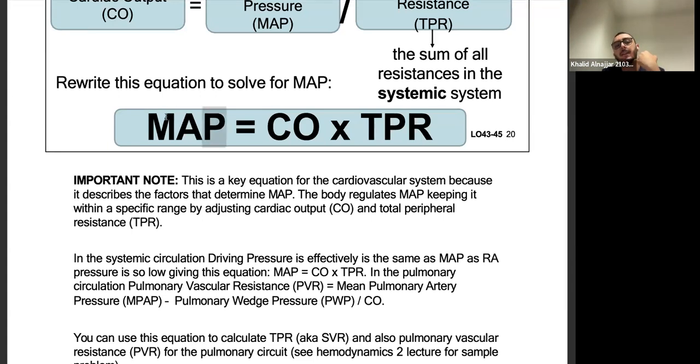So you replace mean arterial pressure by mean pulmonary artery pressure minus pulmonary wedge pressure to find the pulmonary vascular resistance, PVR, instead of TPR. But why did we subtract here? Because you basically want to find the driving pressure, or the pressure difference, instead of one pressure, which is the mean arterial pressure.